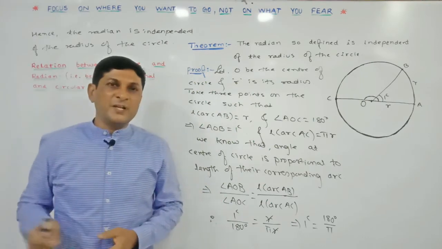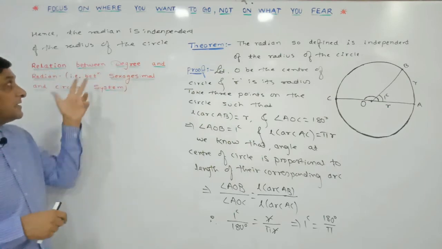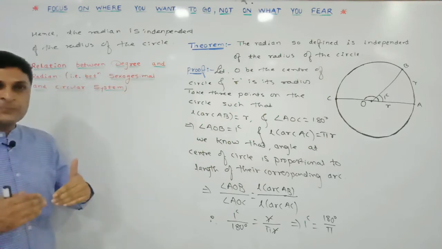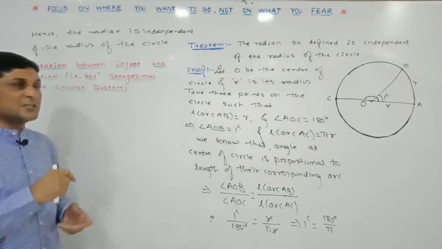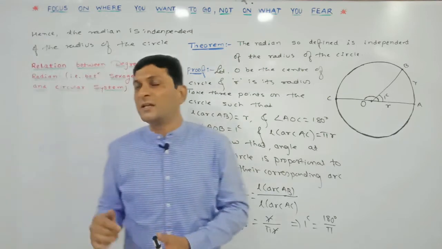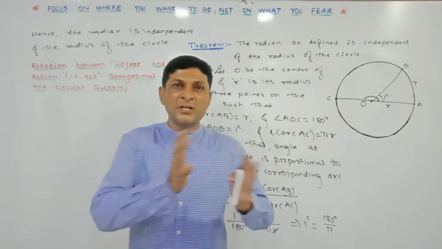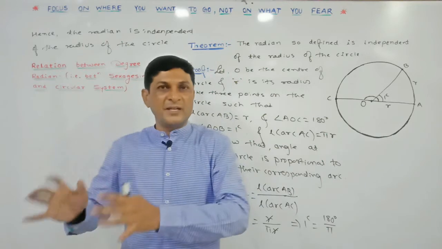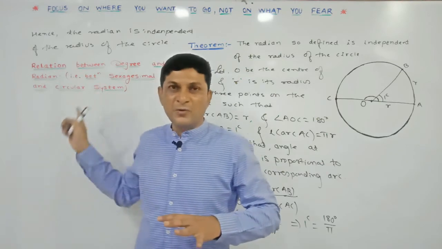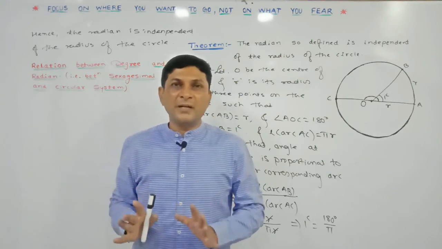Now we are discussing a very important part, that is the relation between degrees and radian. Degree means the sexagesimal system, and radian means the circular system. In other words, this is the relation between the sexagesimal and circular systems of angle measurement, or simply the relation between degrees and radian. Using this relation, we are able to convert degree measure into radian measure, or radian measure into degree measure. If an angle is given in degrees and the question is to convert it into radian, we can use this relation, or radian can be converted into degrees. So let us try to get this relation.